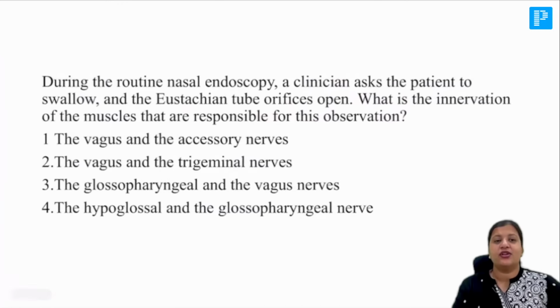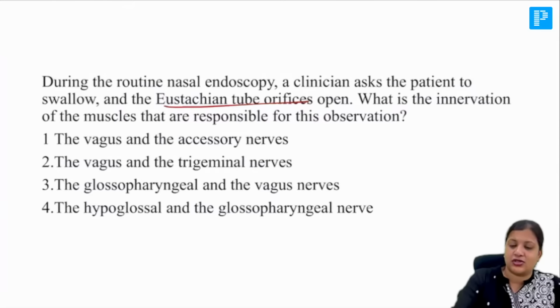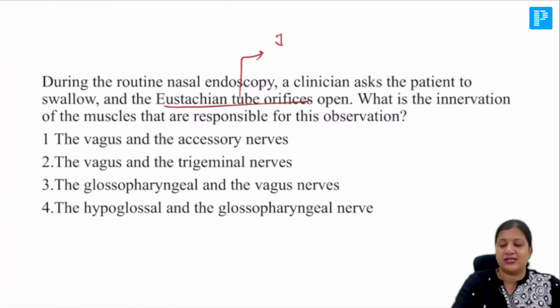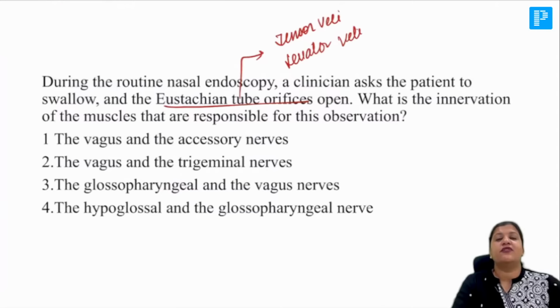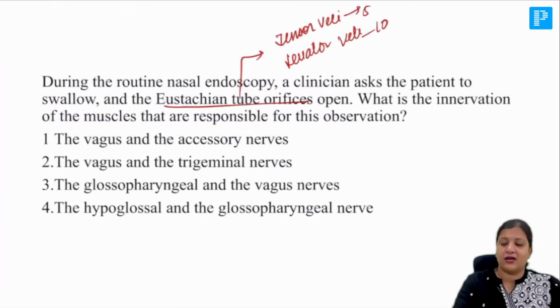Okay, so next question. During routine nasal endoscopy, the clinician asks the patient to swallow and the eustachian tubal orifice is open. What is the innervation of the muscles that are responsible for this observation? Vagus and accessory, vagus and trigeminal, glossopharyngeal and vagus, hypoglossal and glossopharyngeal. What should your answer be? See, normally eustachian tube is a collapsed structure. There are two muscles which help to open it, which is tensor veli palatini and levator veli palatini. So the nerves that are responsible for supplying this are going to be the fifth nerve and the 10th nerve. So option 2 is the right statement.